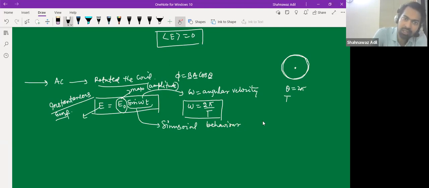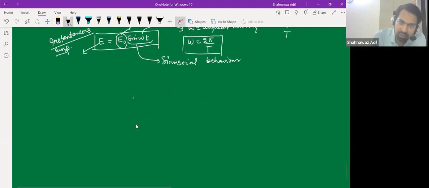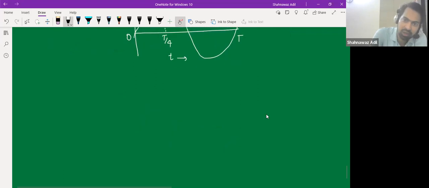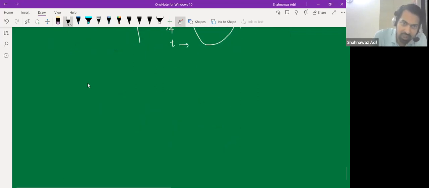When we plot the graph, this is 0 and then this is T, and this is the variation with time t. This is what we call the maximum, which was E naught, and this time is T by 4. This we did in the previous class, and we also learned about calculating the average.